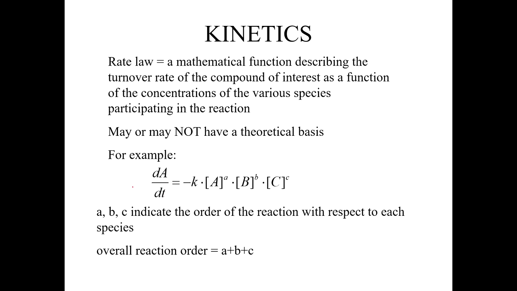that has a theoretical basis, and it will be of this form, dA/dt, so the change in the concentration of chemical A with time is equal to the negative of some rate constant, and the rate constant is now a lowercase k, not uppercase, lowercase k for rate constant, multiplied by some concentration term to an exponent, and then maybe there's other concentrations of other species that are also important in the reaction.